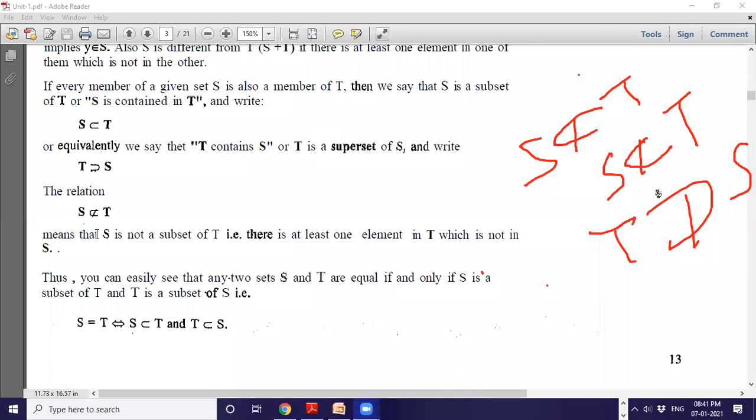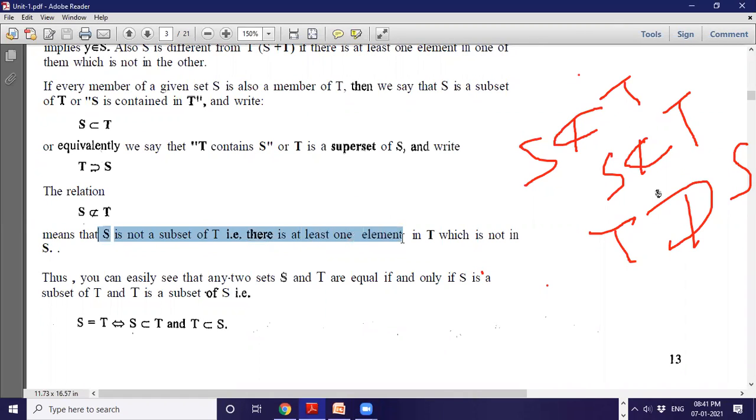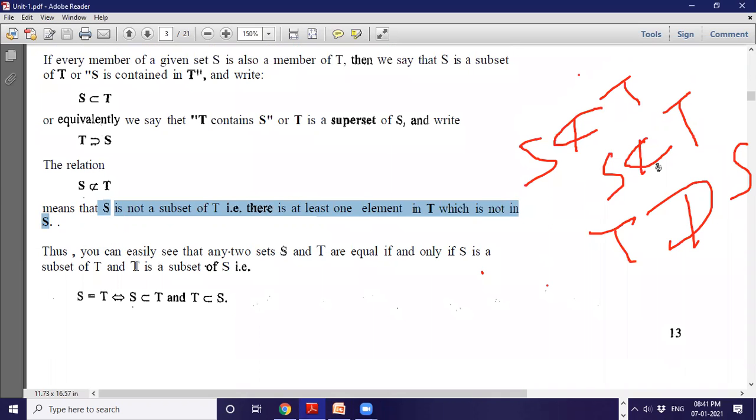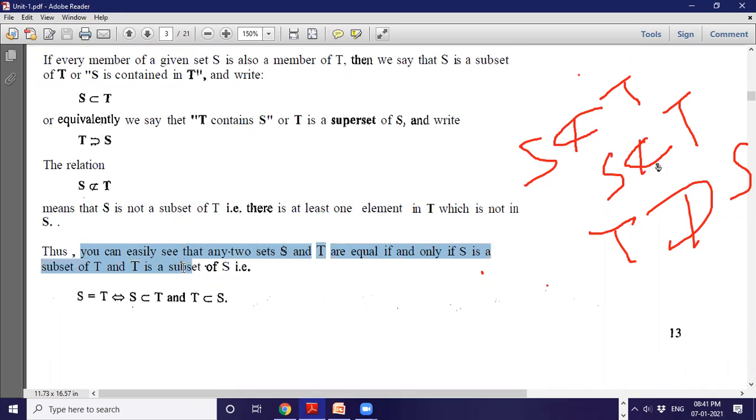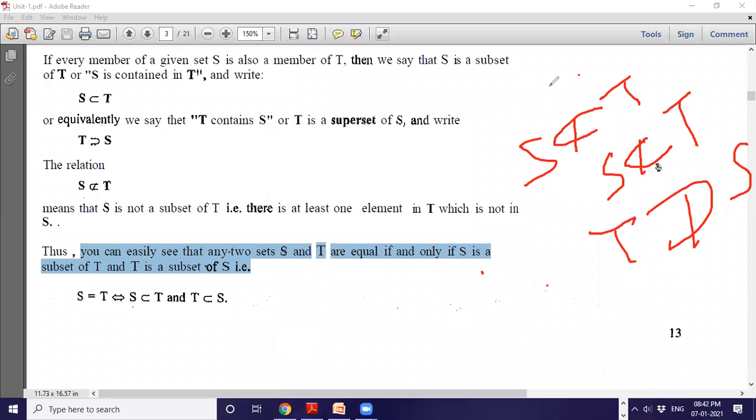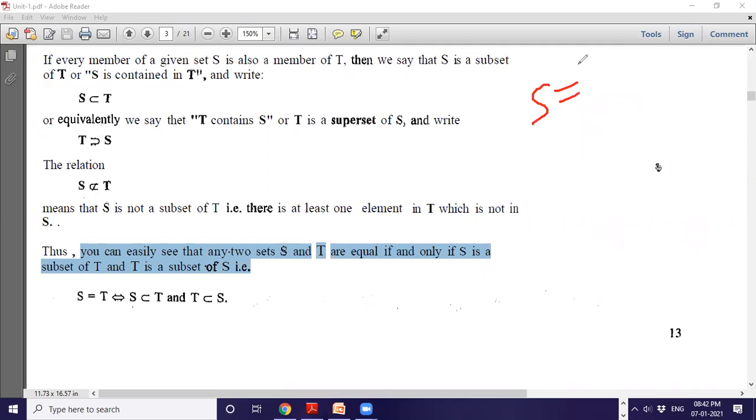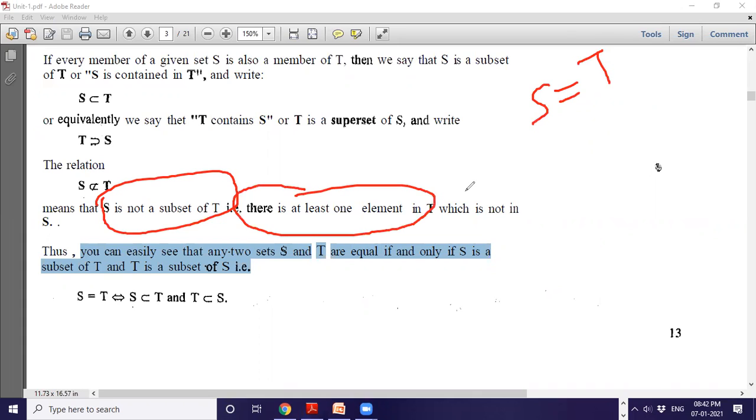Now, S is not a subset of T means that there is at least one element in T which is not in S, right? So you can easily see that any two sets S and T are equal if and only if S is a subset of T and T is a subset of S. Now, next thing, write down that when we will say that S is equal to T. अब यहां देखा आपने S is not a subset of T. कब होगा? When there is at least one element in T which is not in S.